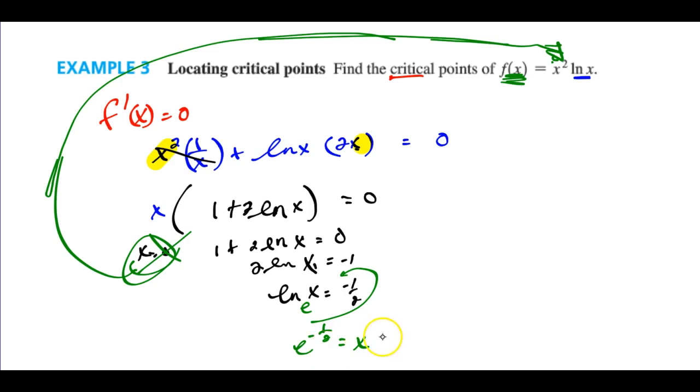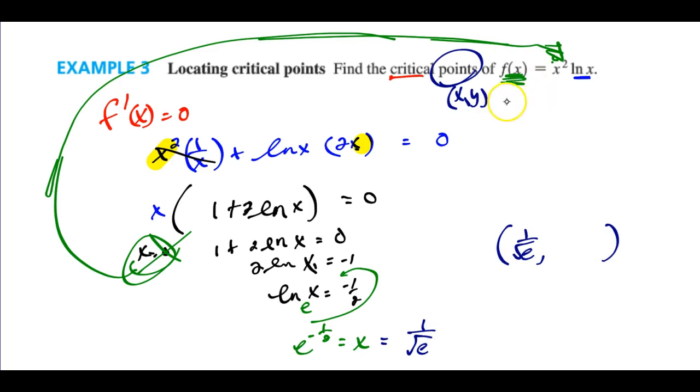So you could either punch this in, or I would just encourage you to leave it, but it's 1 over the square root of e. So then find all the points. Well, of course, points are x and y values. So if you use 1 over the square root of e as the x coordinate, then I'm going to plug it right in here and evaluate f of 1 over the square root of e, and then let's go see.